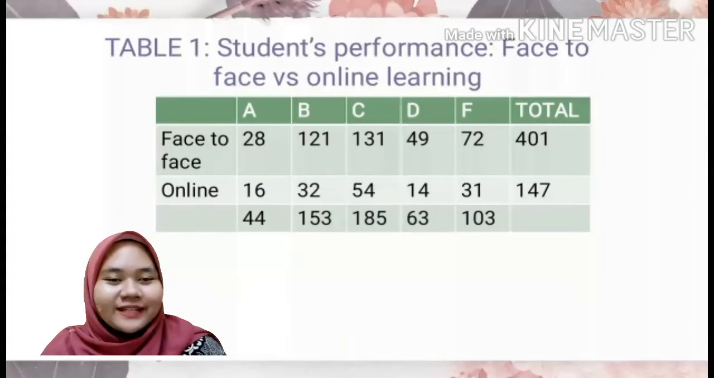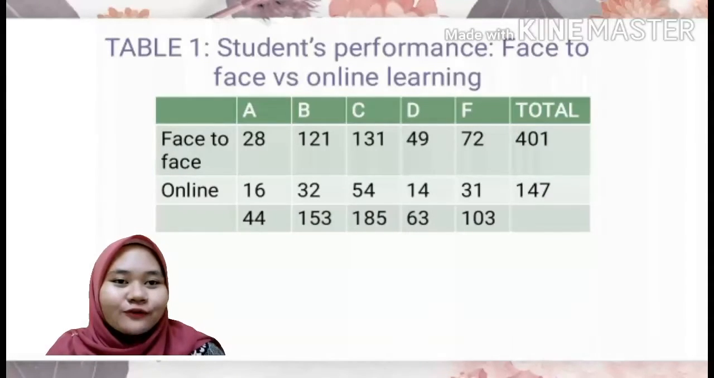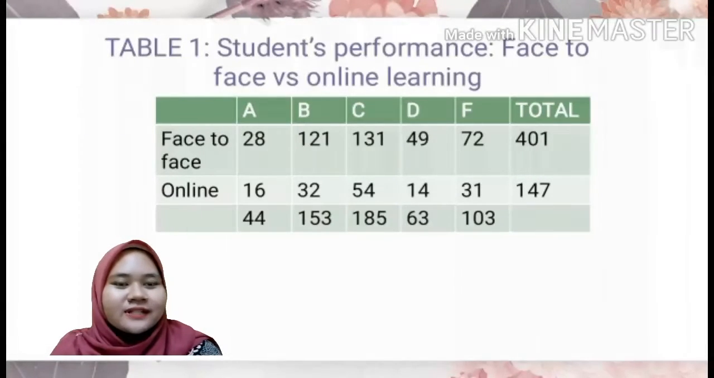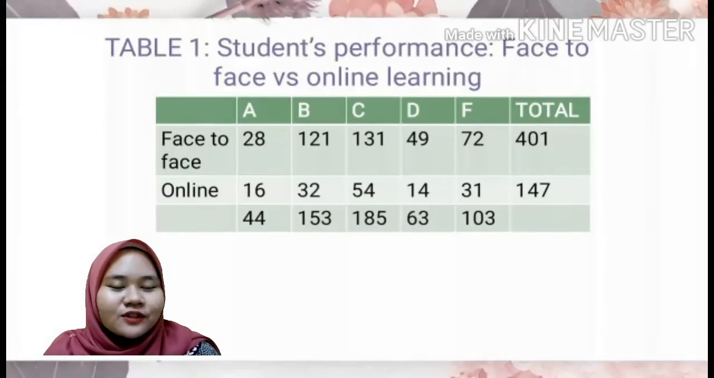Okay, table 1 is about student performance face-to-face versus online learning. So we have face-to-face and online, and we also have 5 categories, which are A, B, C, D, and F. So I read one by one. For category A, face-to-face has 28 and online has 16. For category B, face-to-face has 121 and online has 32. And category C, face-to-face has 131 and online 54.